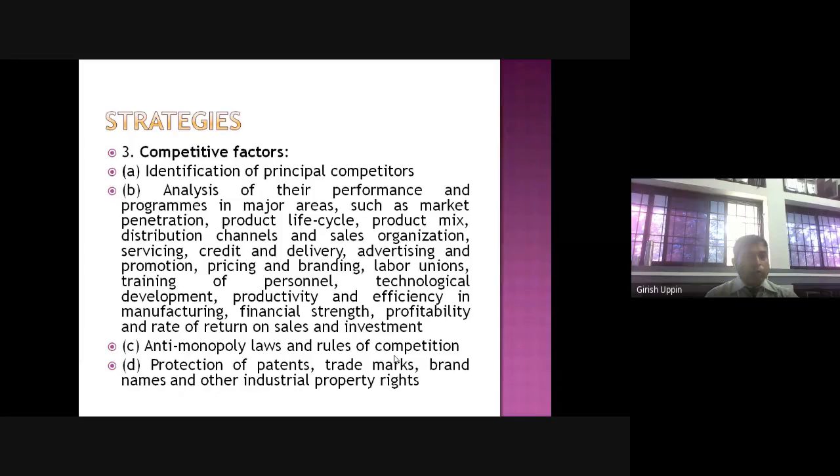When there is a monopoly, there will be certain laws which will avoid that. So you have to be aware of those laws. Protection of patents, trademarks, brand names, and other industrial property rights. So this is a very important aspect: how the patents, trademarks, and brand names are protected, based on the government policies. Okay, this plays a very important factor.